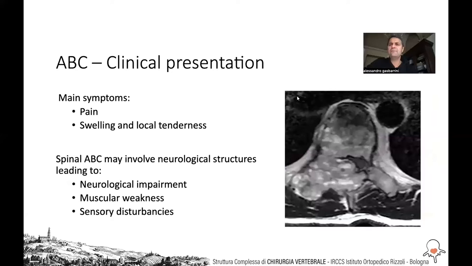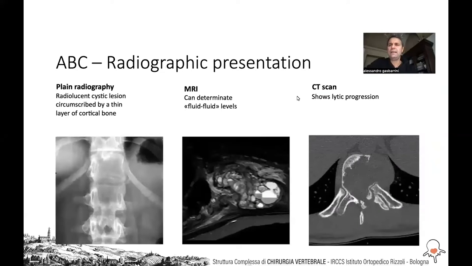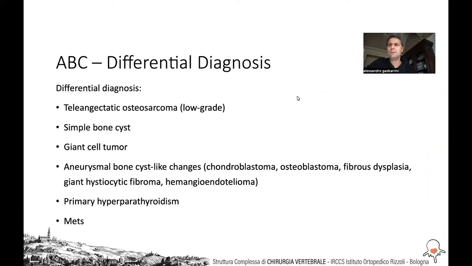The patient arrives at our attention with pain, sometimes with some neurologic problems. At X-ray and CT, the lesion is osteolytic, sometimes with a rim of a thin cortical bone layer; MRI and CT with contrast show a fluid-fluid level. About differential diagnosis, we have to mainly distinguish aneurysmal bone cyst from telangiectatic osteosarcoma, simple bone cyst, giant cell tumor, primary hyperparathyroidism, and metastasis.